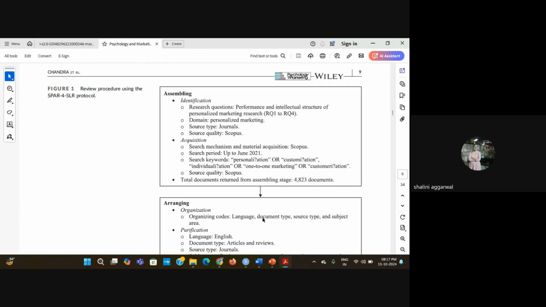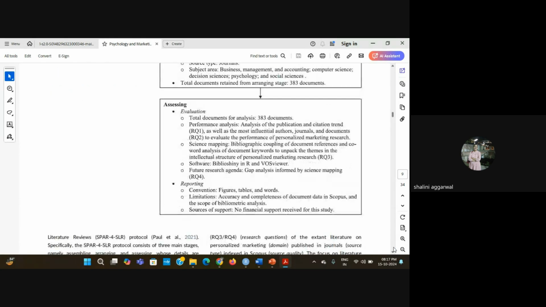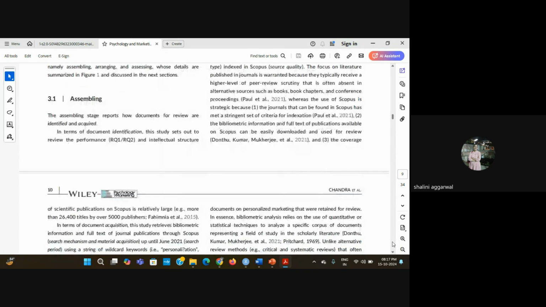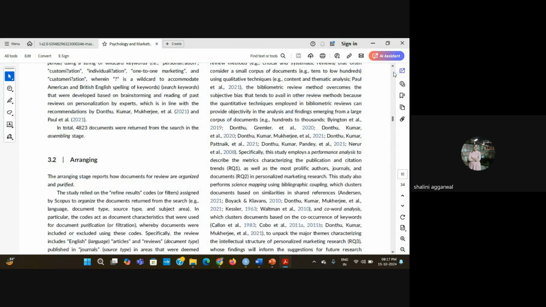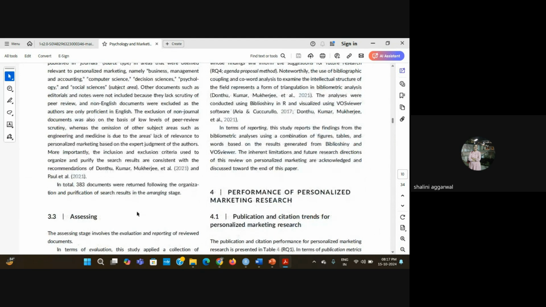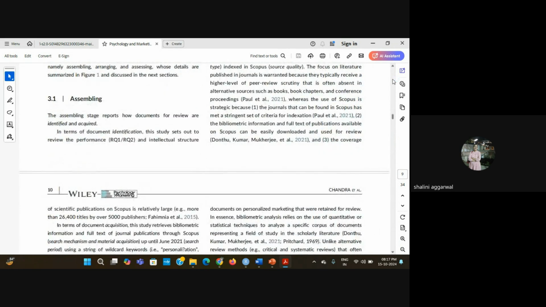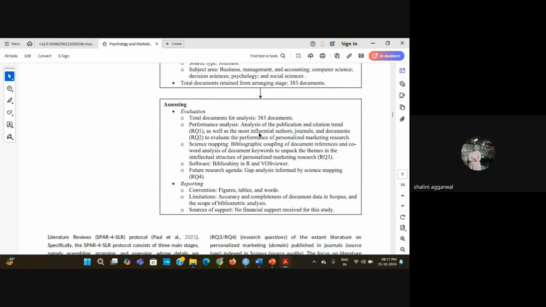Second stage is arranging. So you can also mention it like this only. This is arranging. Look at this, they have written so much about this. And then assessing, that is the third stage. About the third stage they have written a lot. So about this, like total document for analysis is 383. Performance analysis, you know, they have written it like this.